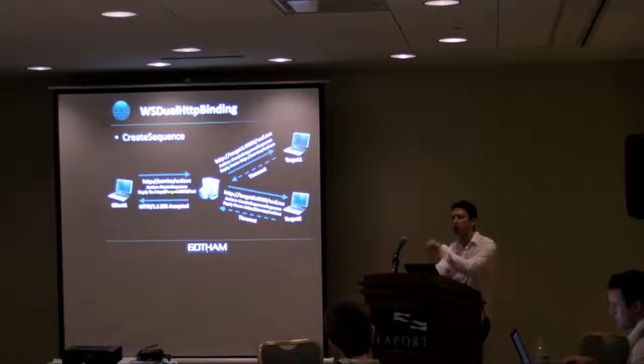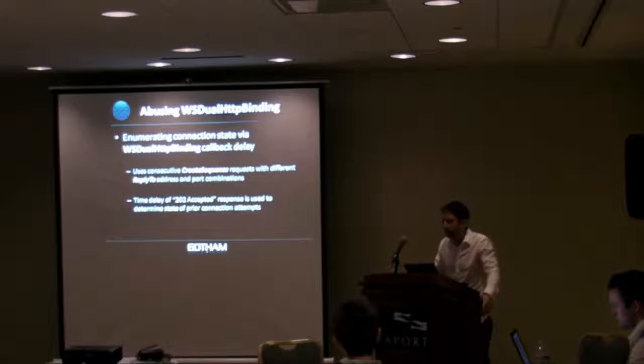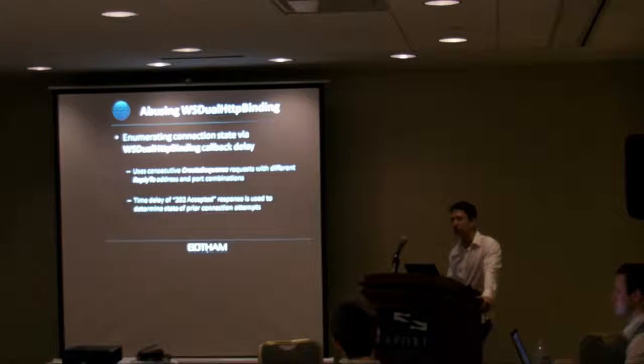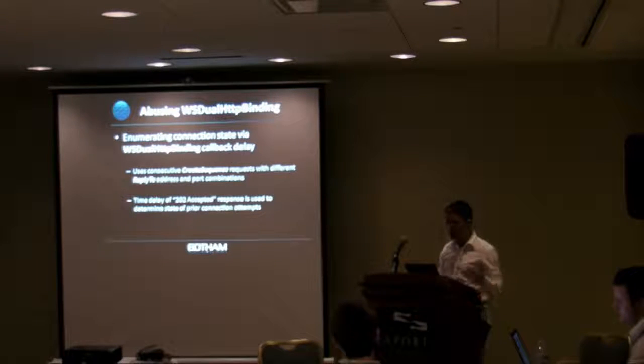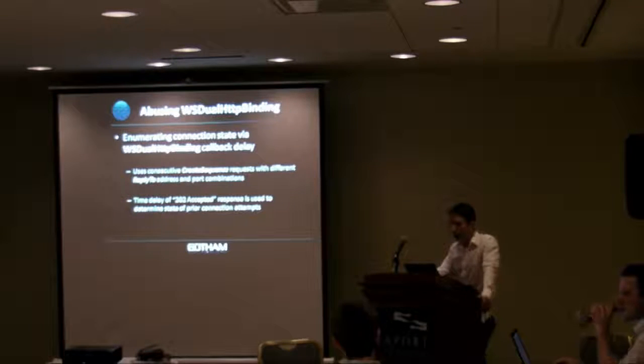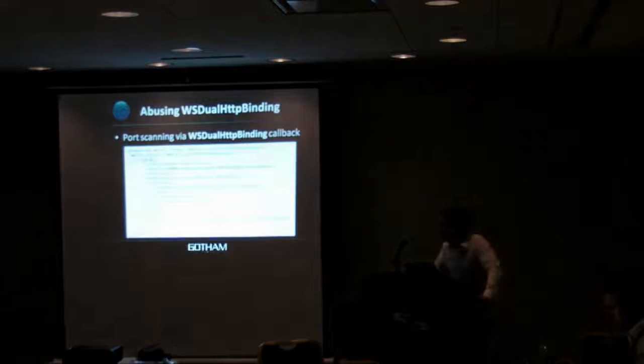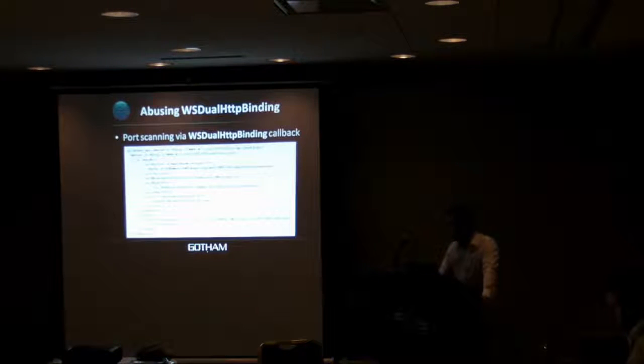So the key part of this whole thing is that nothing happened on that second request until that first request timed out. So what we can do here is enumerate the state of the previous request based off of the delay that the server has in responding to us when we issue a follow-up create sequence request. We can use this time delay to figure out whether the previous connection was successful or not. As a proof of concept, we figured out that this can be an effective way to port scan a machine, using this delay to figure out whether the port was open or not.